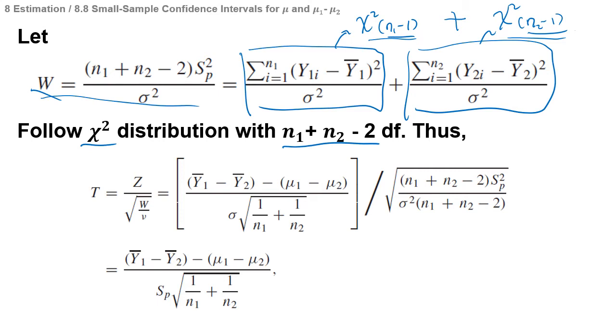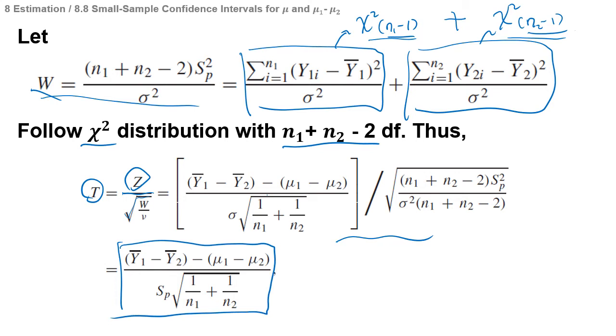And as a result, to derive the t distribution, what we usually do is take Z divided by the square root of W over the degrees of freedom. And if we put in W and the degrees of freedom and also Z, then we can derive that this one can be simplified as this thing. So it's actually replacing sigma with Sp.